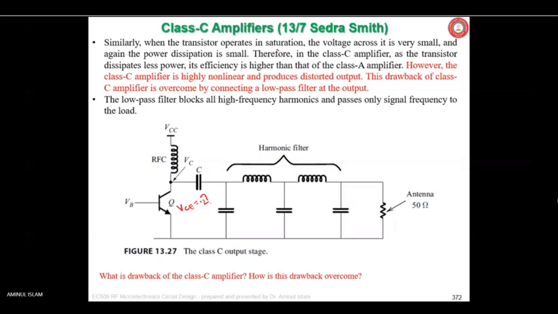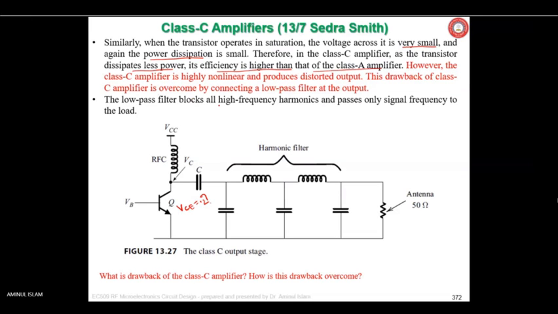So the statement here is telling that when the transistor operates in the saturation region, the voltage across it is very small. And again, the power dissipation is going to be small. Voltage is less, so power dissipation is also going to be small. Therefore, in the class C amplifier the transistor dissipates less power, and its efficiency is higher than that of the class A amplifier.